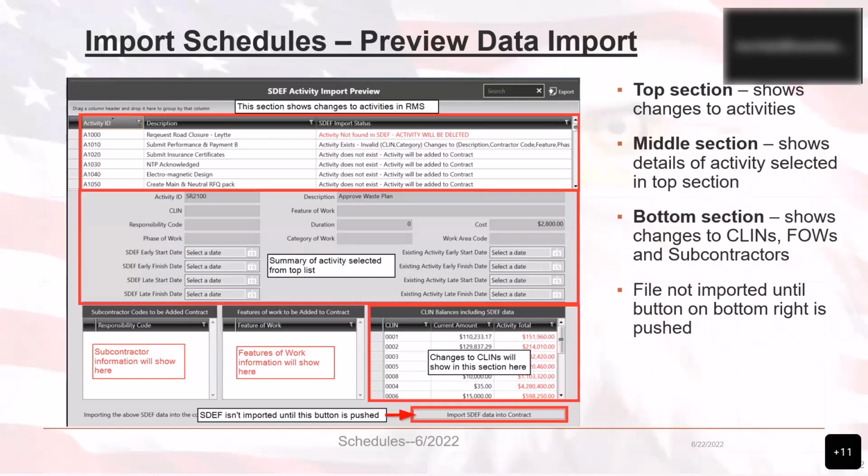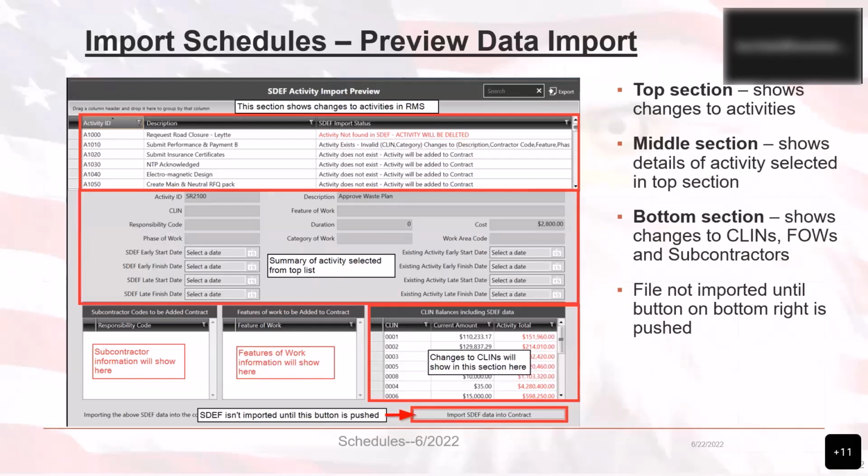Now, the middle section will show you the details of what is on each individual activity that is selected from the top section. The bottom section is broken up into subcontractor changes, features of work changes, and CLIN changes. Pay attention to anything in red, as this indicates that what is currently in RMS is different than what is listed in the SDEF file. For the file to be imported into the contract, make sure you click on the Import SDEF Data into Contract button.